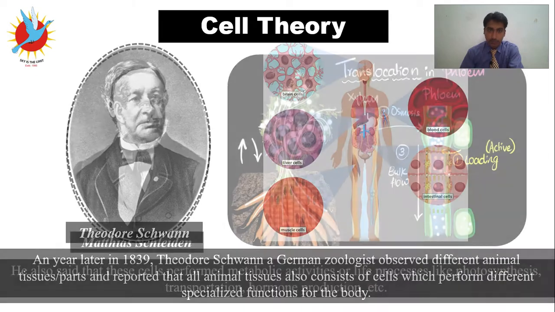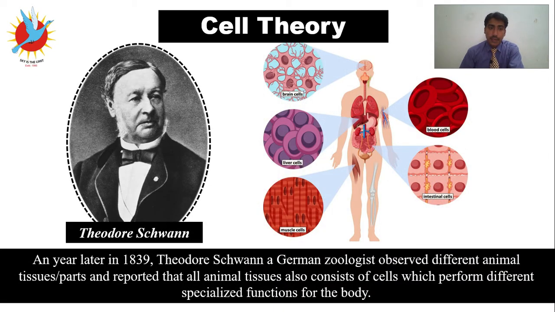After that, a year later, in 1839, Theodor Schwann, a German zoologist, observed different animal tissues or body parts and reported the same thing. He reported that all animal body parts also consist of cells which perform different specialized functions for the body. In this image you can see the different body cells: blood cells, intestinal cells, liver cells, brain cells, muscle cells. Each and every body part is made up of different kinds of cells.